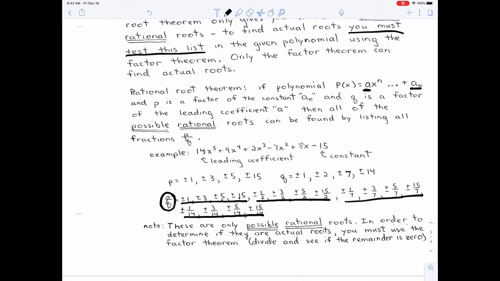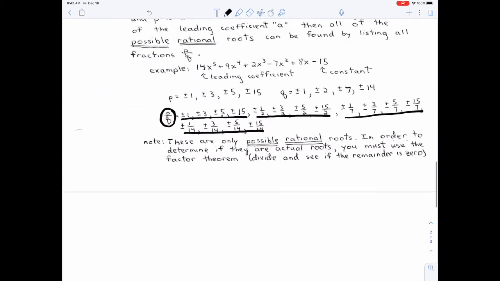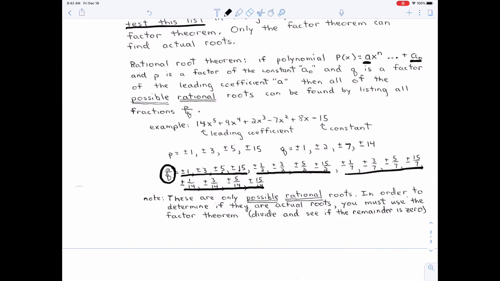Well, how do you know if any of those are rational roots? We haven't done anything yet. Why not? Because we haven't divided. So you have to divide. And as soon as one gives you a remainder of 0, you don't keep dividing all the other ones. You write divisor times quotient. Okay? Now, that's it.